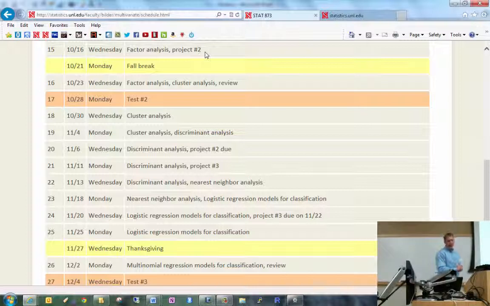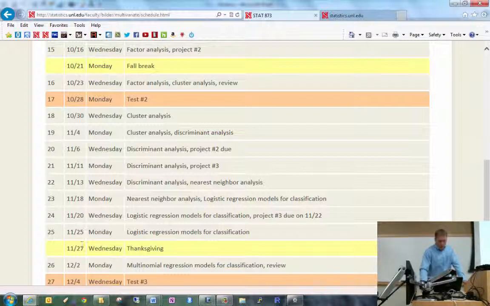Test number 2 is Monday, October 28th. And notice that since this Monday coming up, October 21st, is fall break, that means we only have one more class after this one before test number 2. So that means we will review towards the end of class, our next class. So please be prepared to ask questions if you have them regarding test number 2. Are there any questions before we get going here?